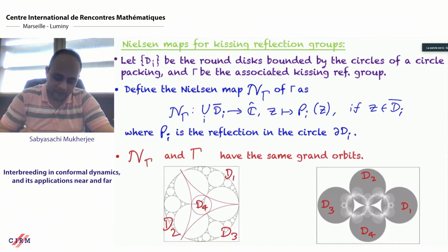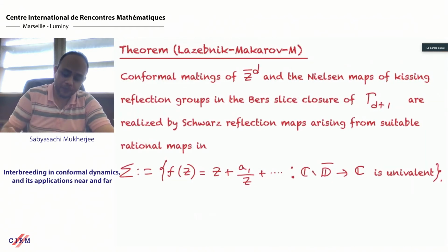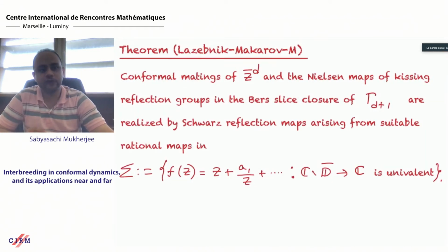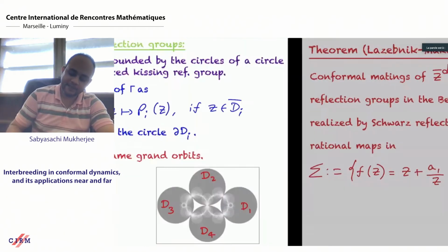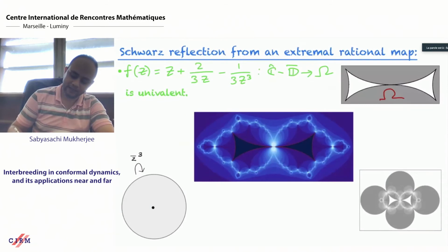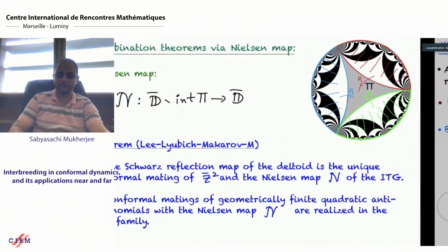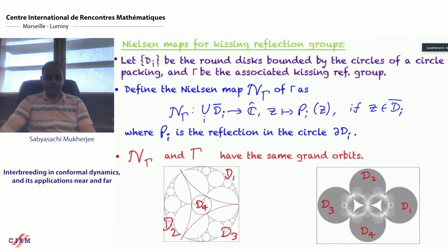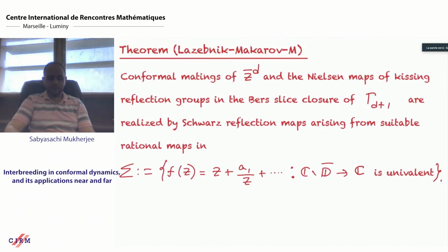So once you have this notion of Nielsen maps for kissing reflection groups, we proved with Kirill and Makarov that this picture is a special case of the following general theorem, namely, you can mate the special map z bar to the d with Nielsen maps of any kissing reflection group in the Baire slice of Gamma_{d+1}.